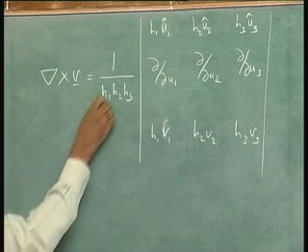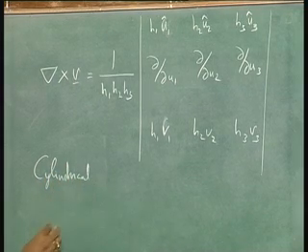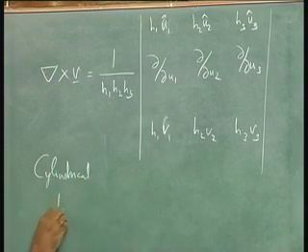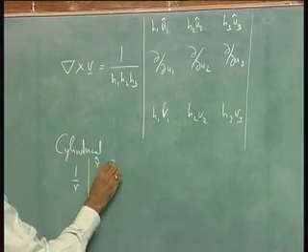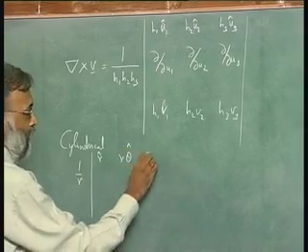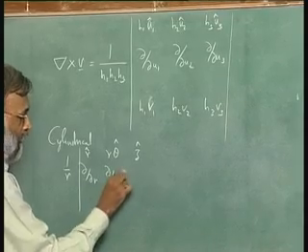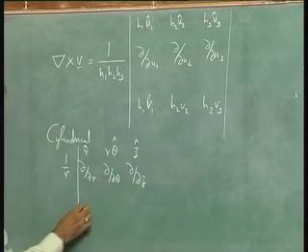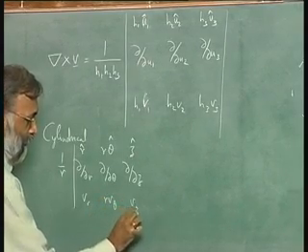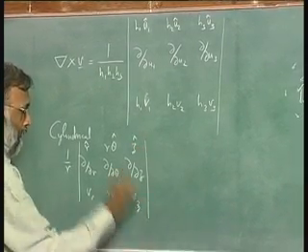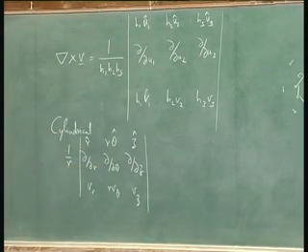So, what you will get is, for cylindrical, 1 over h1 h2 h3 is 1 over r, determinant of r hat, r theta hat, z hat, del del r, del del theta, del del z, V r, r V theta, V z. That is what it is. I have just substituted h1, h2, h3 to get it.